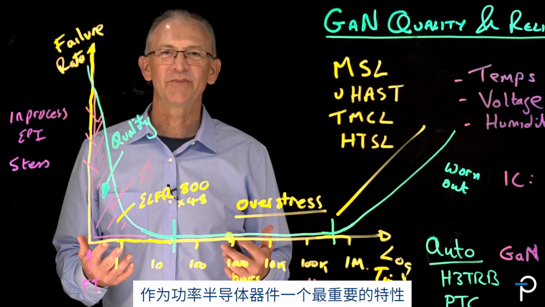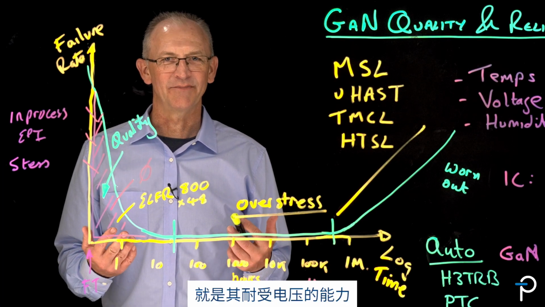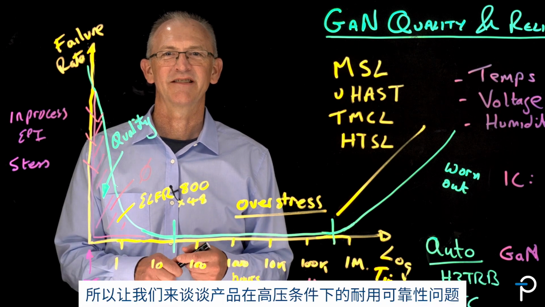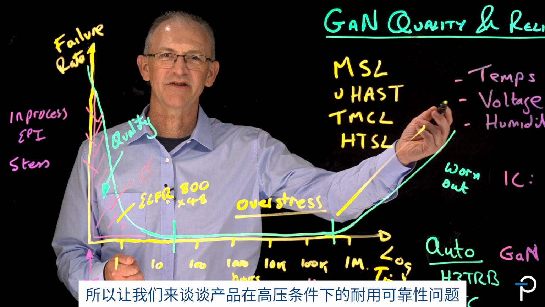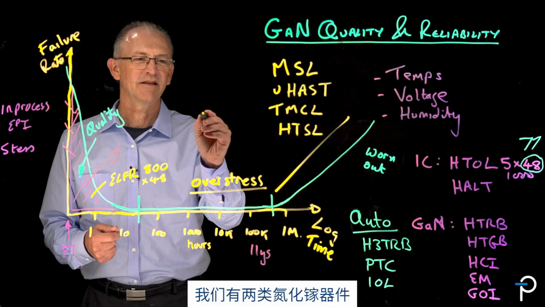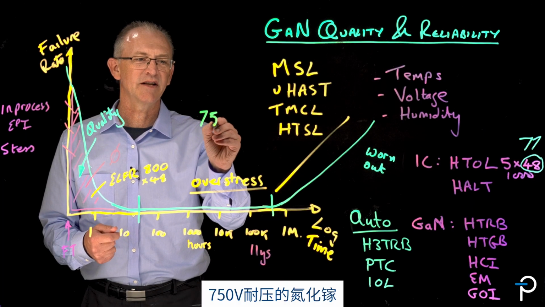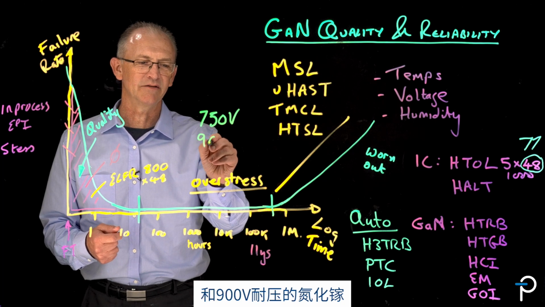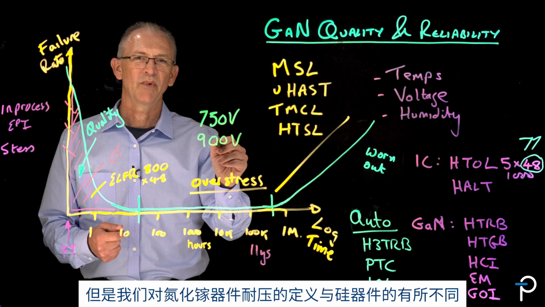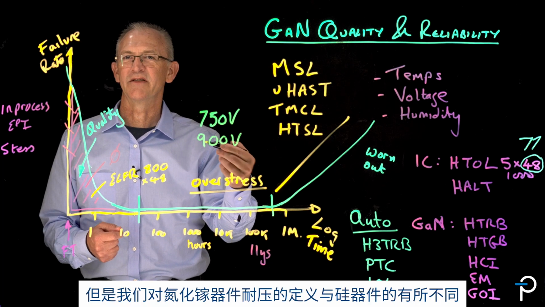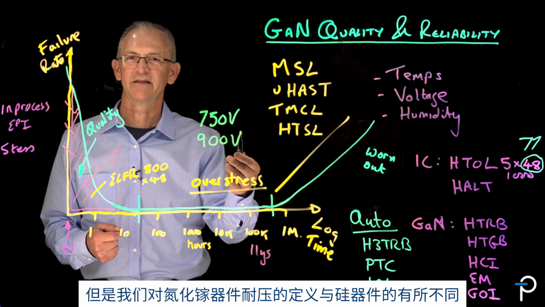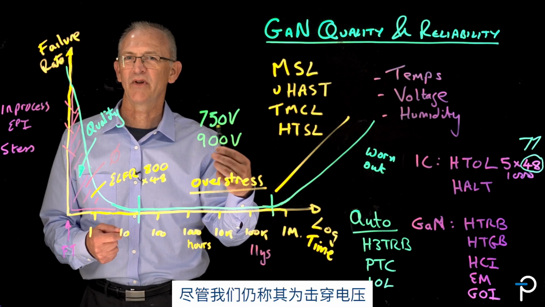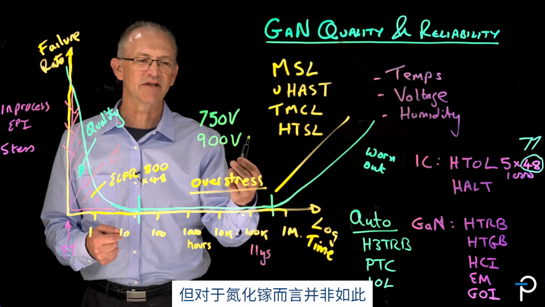So one of the most important parts of a power semiconductor is its ability to withstand voltage. So let's talk about robustness under high voltage conditions. We specify GaN, two types of GaN, 750 volt PowiGaN and 900 volt PowiGaN. But our BVs are not specified in the same way as a silicon device where you'd be talking about a breakdown voltage. So even though we talk about BV, that's not how it's set.